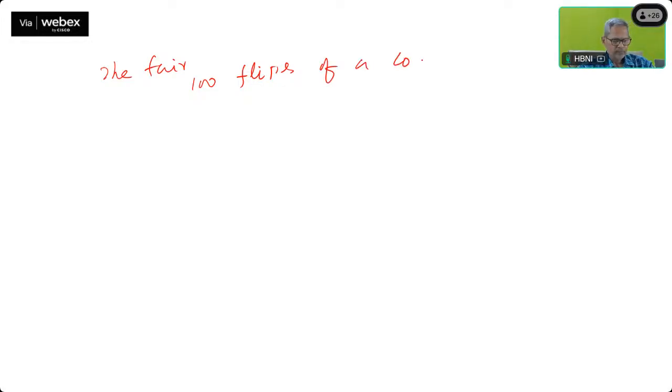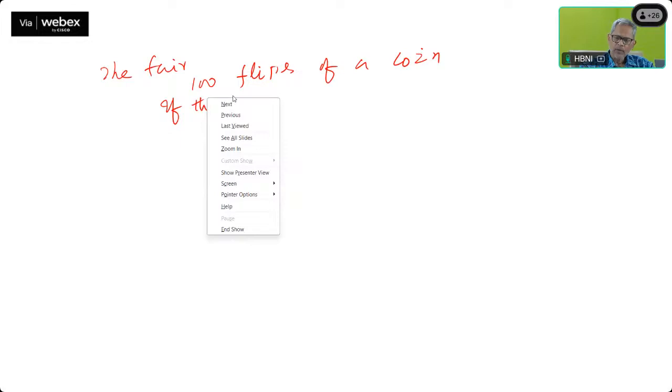Let us take an example. We'll see the fairness of a coin. We'll take 100 tosses of a coin, and we'll ask if the coin is fair or not.